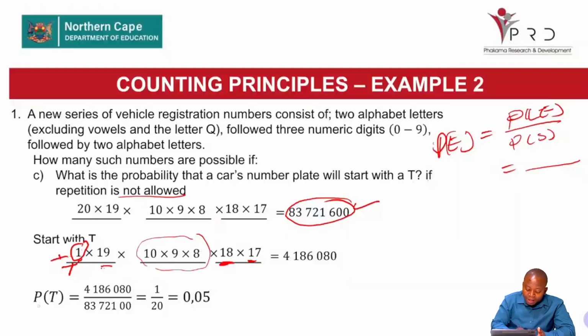Then we're going to say the probability of T is what? The probability of meeting a certain condition, which is that of starting with T, over the total of the not repeated one. Then it is 1 over 20, which is 0,05.